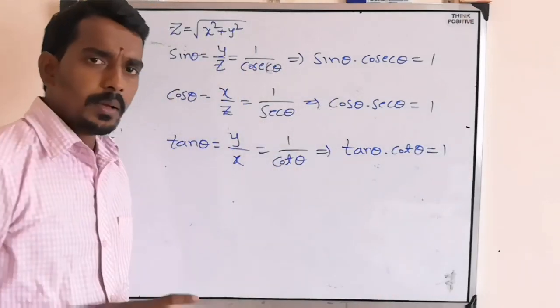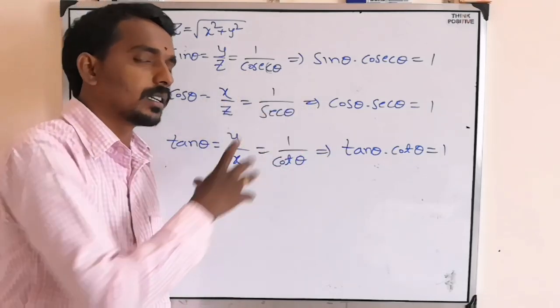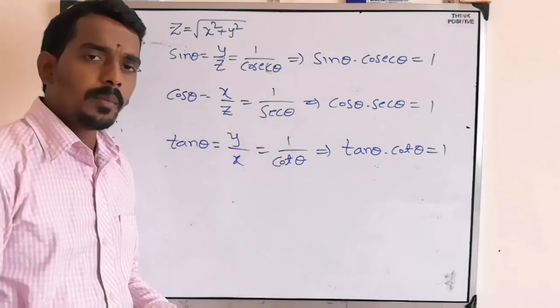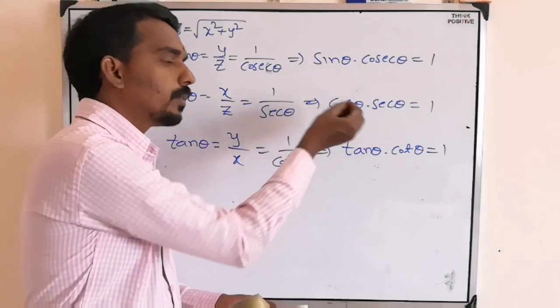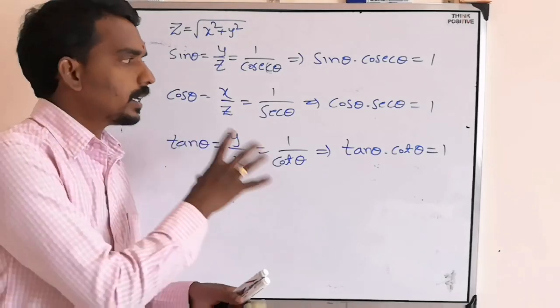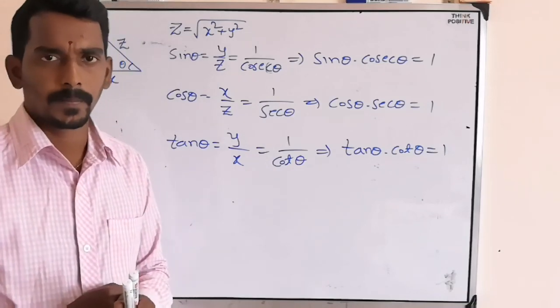So these are the basic relations which we have in trigonometry. Nothing but trigonometric ratios and the simple relations between them. This is the fundamental relation related to trigonometric ratios.